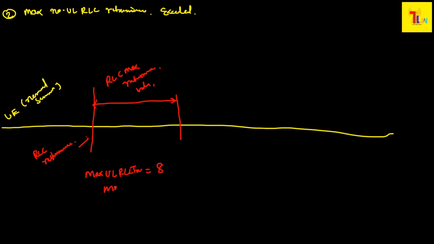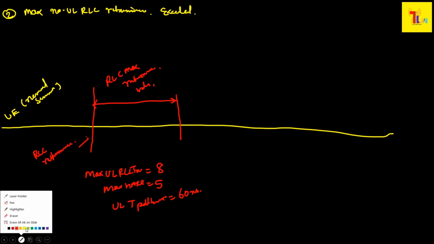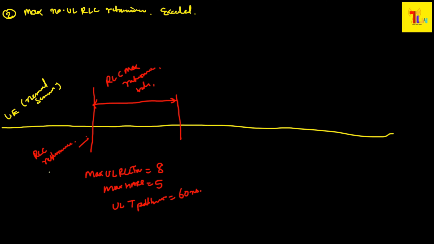Max HARQ, UL HARQ is 5. And one more thing will come into the picture, the UL T-poll timer, which is 60 ms or 50 ms, depending. So, if you go with a little bit bigger picture, what exactly happens here until reaching the RLC max retransmission?